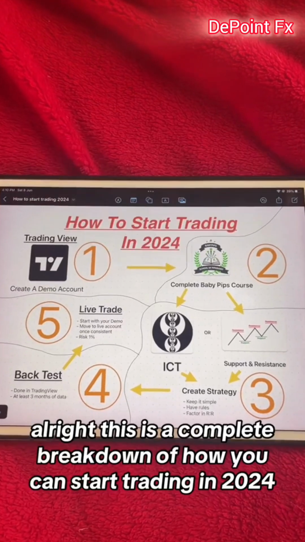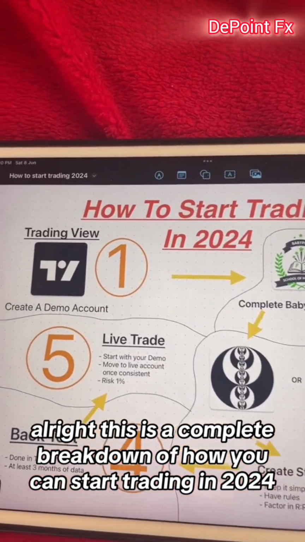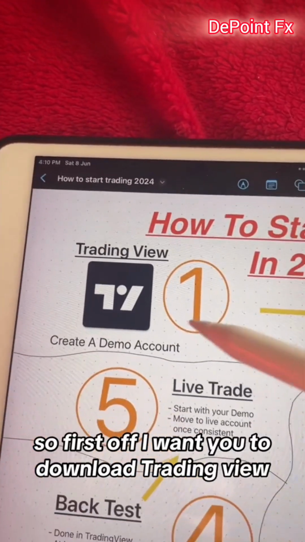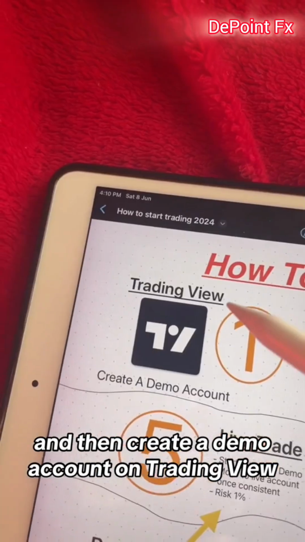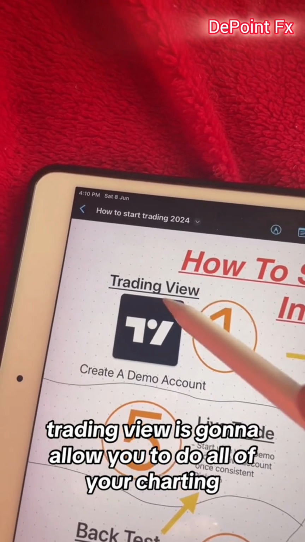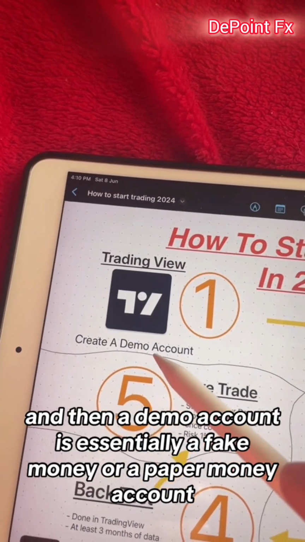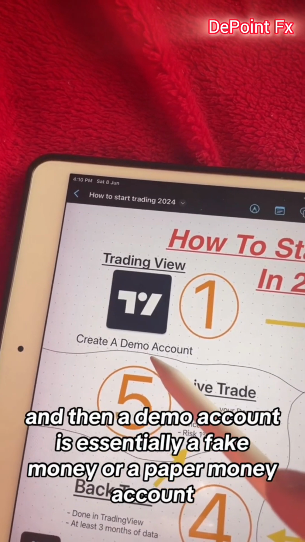All right, this is a complete breakdown of how you can start trading in 2024. So first off, I want you to download TradingView and then create a demo account on TradingView. TradingView is going to allow you to do all of your charting, and a demo account is essentially a fake money or a paper money account.